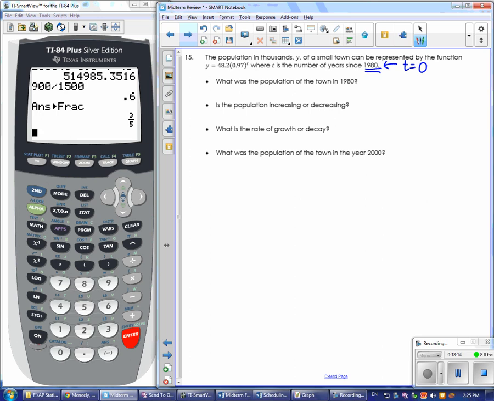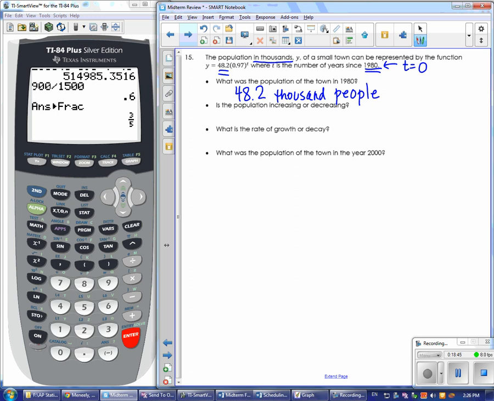So if I'm given the equation, it's very similar to the formula that we had for a geometric sequence. What was the population of the town in 1980? That's going to be my initial value, that 48.2. But be very careful of the units here. I know that the population in the town wasn't 48.2 people. The population in the town is in thousands, so I'd also want to make sure that I include the word thousand. So there were 48.2 thousand people in the town in 1980.